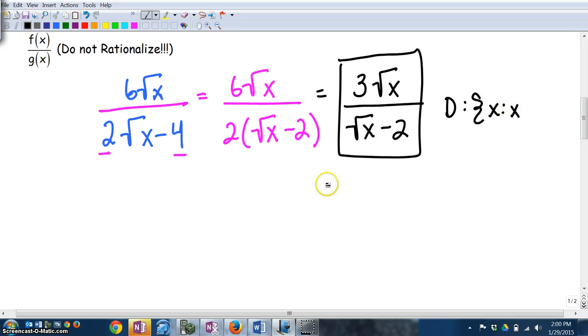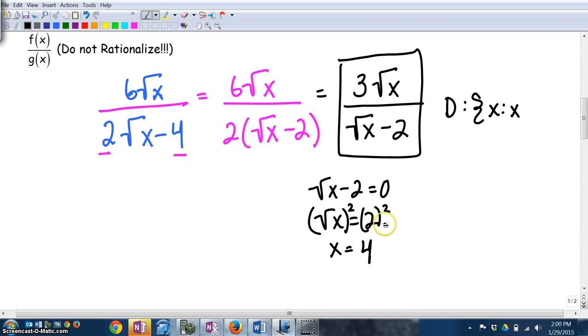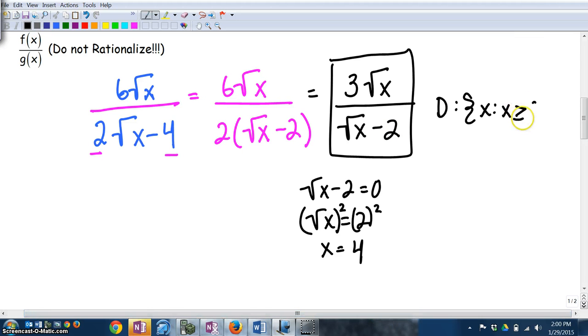So let's just see what happens with this. We know this bottom can't be equal to 0. So if I set this equal to 0, and some of you can just look at this and see what x can't be, but if we solve for x, you get a 4. So if I end up getting a 4 for x, root 4 minus 2, that's 0. That's bad. But over here, I'm saying, well, x can be anything greater than or equal to 0. Well, that's not entirely true. X can be everything greater than or equal to 0, except x cannot be equal to 4.